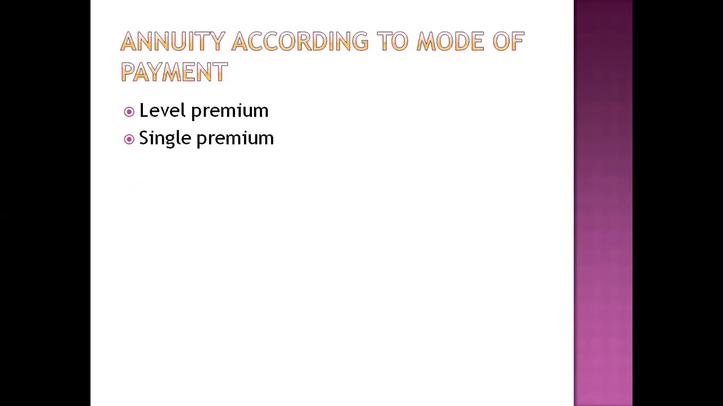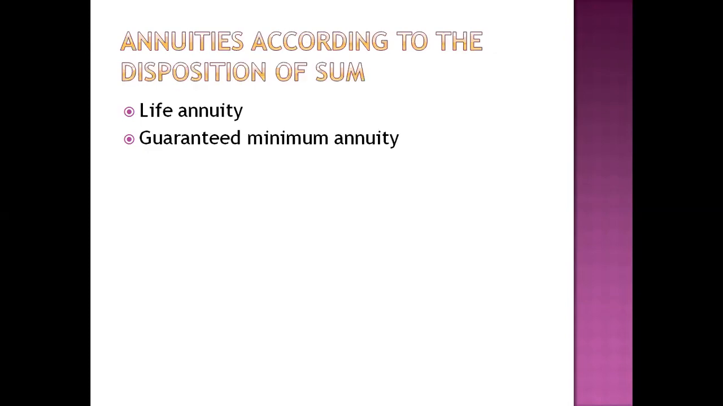Then we have annuity according to mode of payment. First is level premium, where the annuitant can deposit the premium on a yearly or quarterly basis to the company. On the other hand, single premium means you have to pay the premium to the insurance company once, at the time when you purchase the annuity.